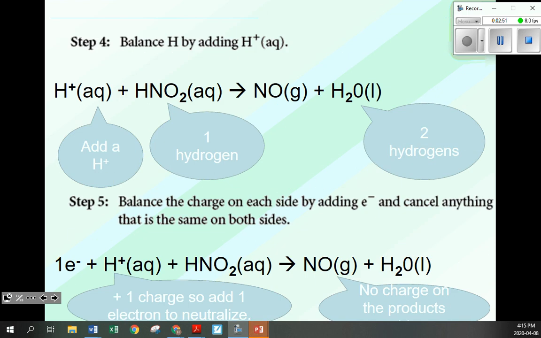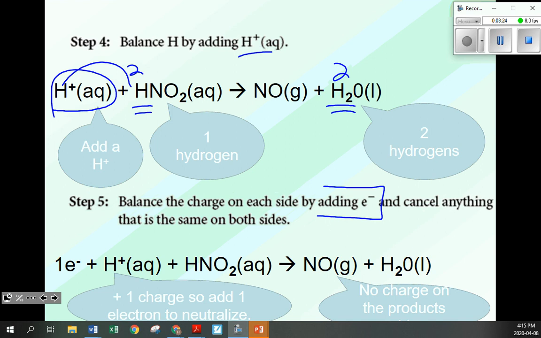Okay, now we're going to balance our hydrogens by adding H+, my H+ ion. So let's go ahead and take a look. On this side, we have 2 hydrogens. So we have to make sure on our reactant side, we also have 2 hydrogens. We start off with 1. We need 2. So we add 1 H+. Now we have 2 hydrogens on the reactant side, 2 hydrogens on the product side. Cool. Last step, we're going to balance the charge on each side by adding electrons.